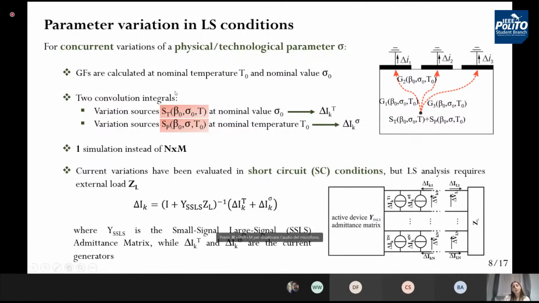The first involves the variation sources with respect to temperature. The second involves the variation sources with respect to the parameter. These current variations are found considering the device in short circuit conditions, but our device has an external load. So the final delta current due to temperature and parameter variations is given by this expression.